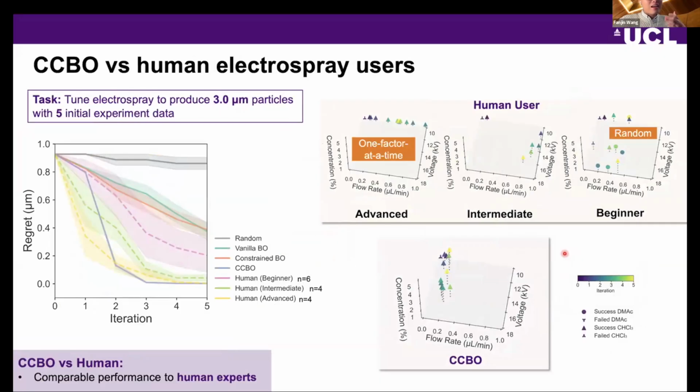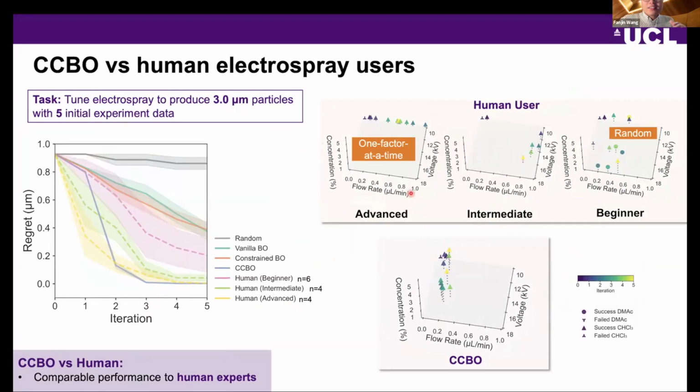And after having this in silico result, I was really happy. I went into the lab and talked to my peer colleagues, and I said, "Do you want to have a challenge against AI?" And they were happy to take part in this survey. And it turned out none of them beat CCBO after 3 iterations. And I'm talking about humans at an advanced level who have more than 3 years of optimizing electrospray in the lab.